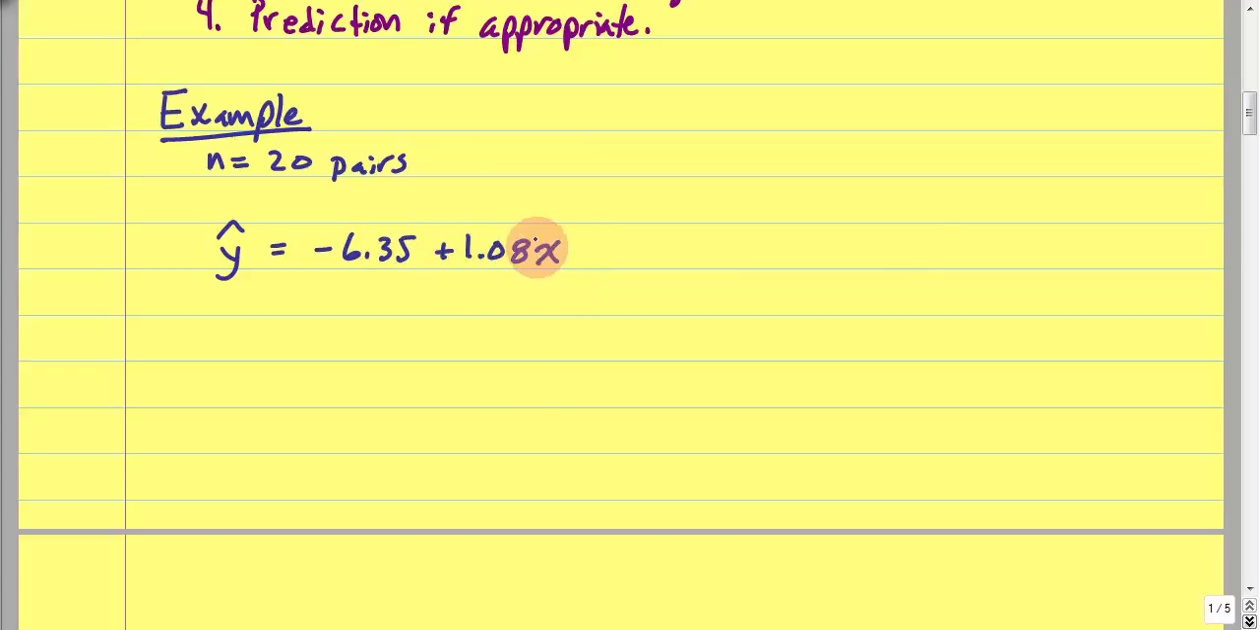1.08x. Now what I don't know here is x and y, and we always need to be careful that we define these. I don't know which one is husband and which one is wife in this particular case, so we need to clarify that. So to get started, let's go ahead and look at x equal husband's IQ score. And of course that leaves y to be wife's IQ scores.